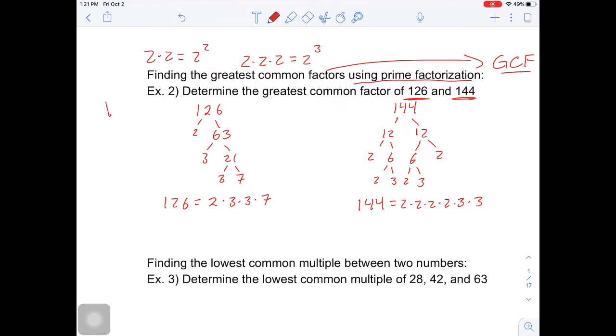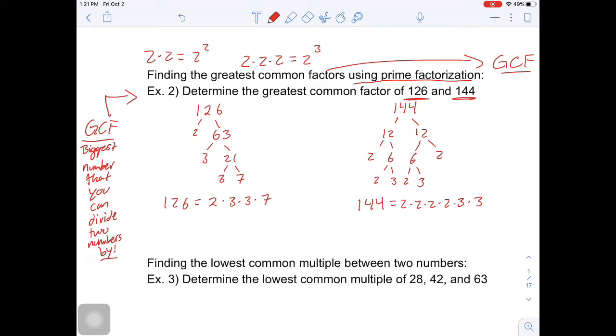Now, remember, we're trying to find the greatest common factor. So what is the greatest common factor? The greatest common factor is the biggest number that both of these values are divisible by. So the biggest number that you can divide two numbers by.